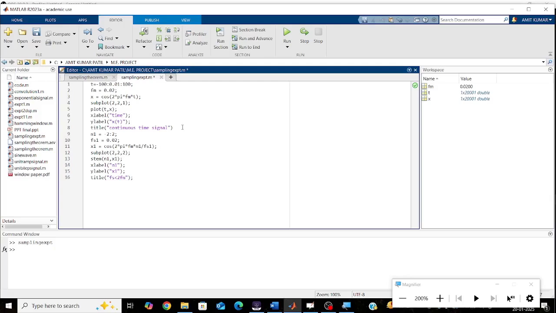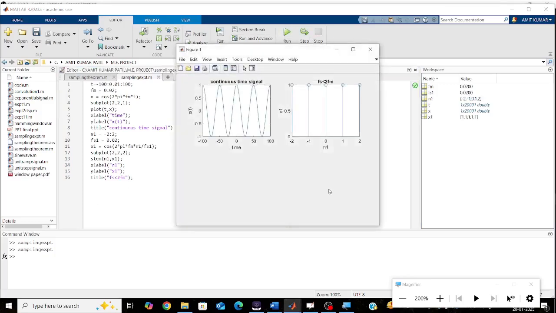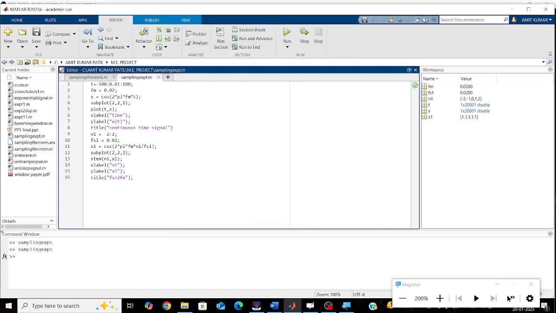Now we will run this program, whatever we have done till now. Come here and run the program. Here you can see that the sampling frequency is less than twice the maximum frequency. The signal is not sampled properly, meaning we cannot recover the original signal. Only a few samples have been obtained, and if we join them we will not get a continuous time graph. So this is the undersampling case. Now come to the next case.